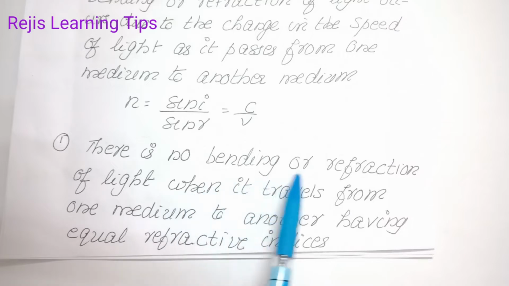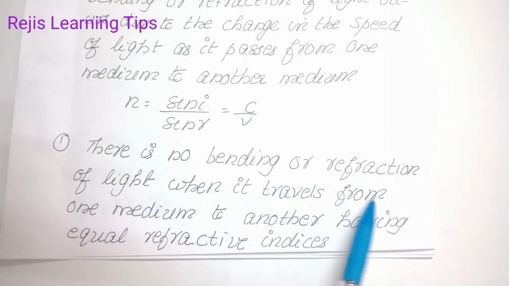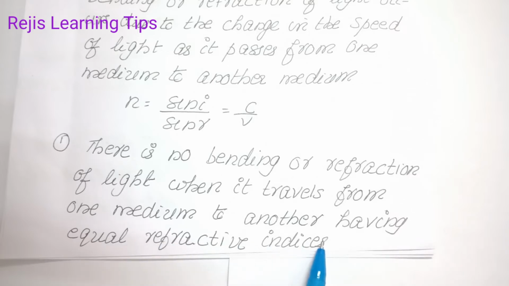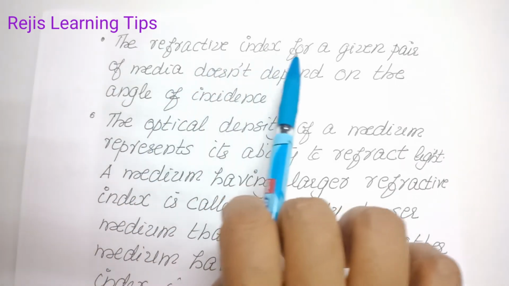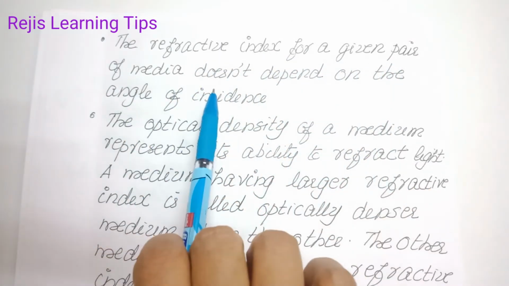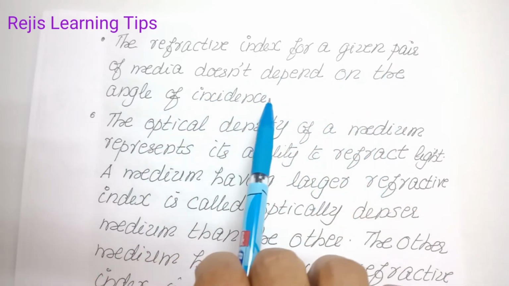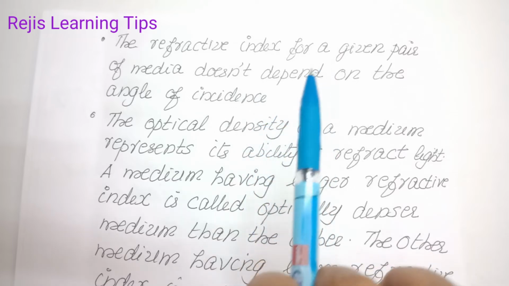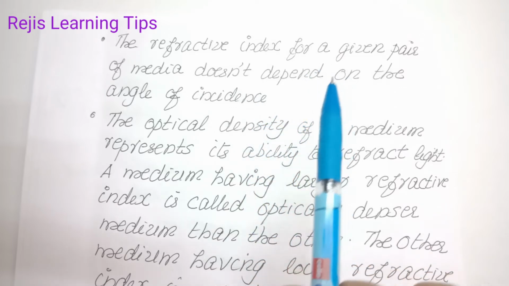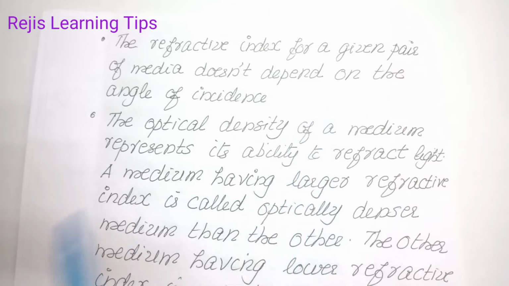There is no bending or refraction of light when it travels from one medium to another having equal refractive index. If two media have equal refractive index, then there is no bending or refraction of light when it travels from one medium to another. Next point, the refractive index for a given pair of media does not depend on the angle of incidence. It depends on the nature of the medium, nature of the surrounding medium, wavelength of light used, and temperature.